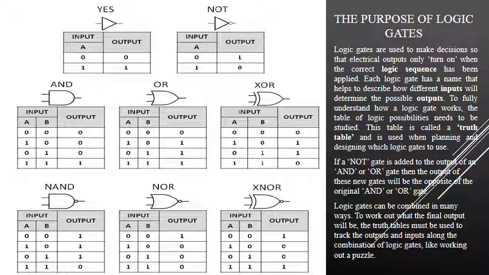If a NOT gate is added to the output of an AND or OR gate, then the output of these new gates will be the opposite of the original AND or OR gate. Logic gates can be combined in many ways to work out what the final output will be. The truth tables must be used to track the outputs and inputs along the combination of logic gates, like working out a puzzle.